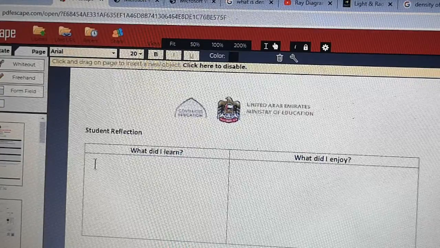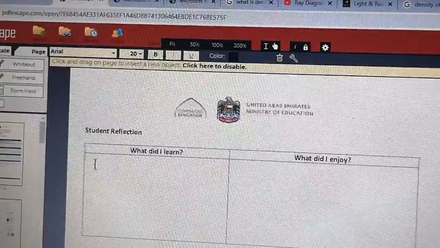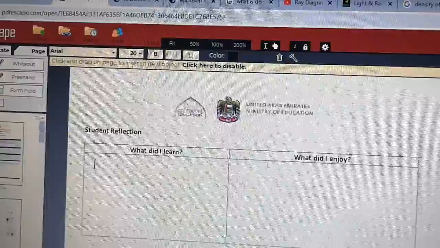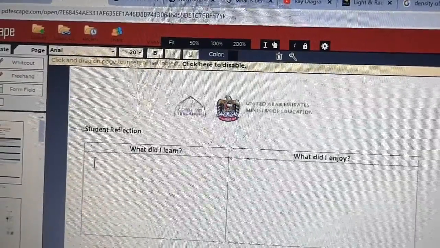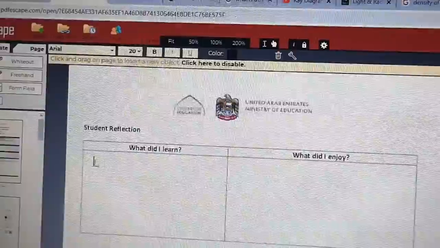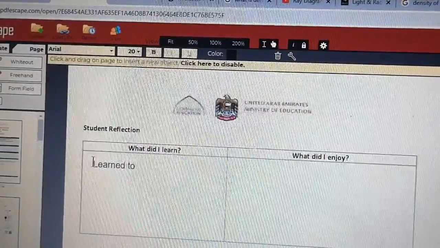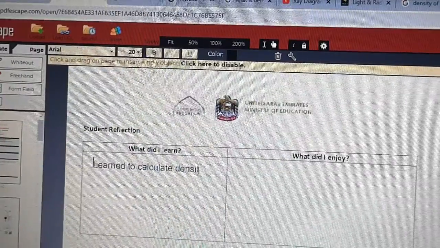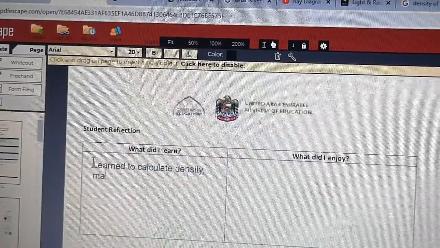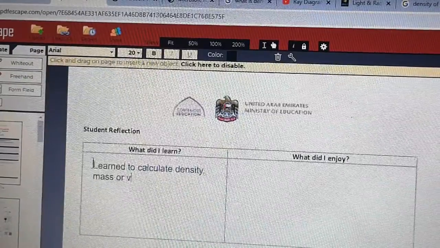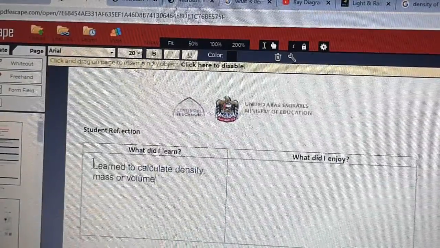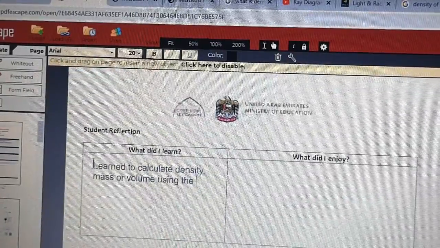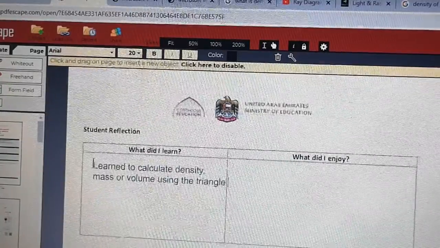So let's finish with some reflection. What did I learn today? What did you learn today? Well, we learned about density. But not just about density. We learned to calculate. We didn't just find density. Sometimes we found the mass, density, mass, or volume. So those are the 3 things, D, M, and V, using a special method called the triangle method.